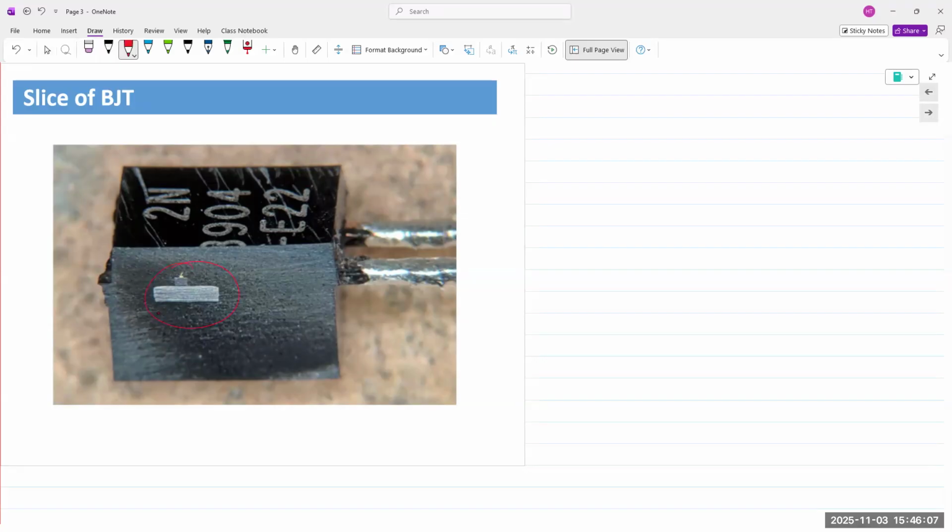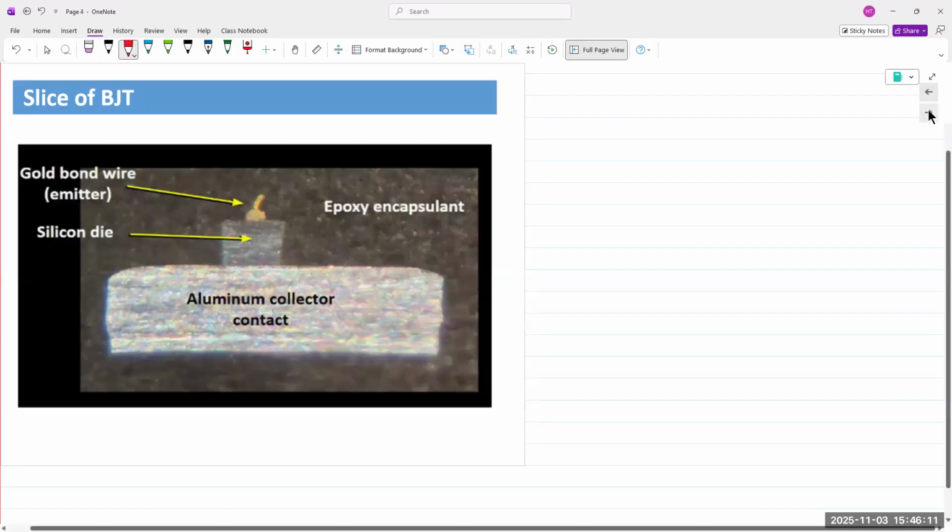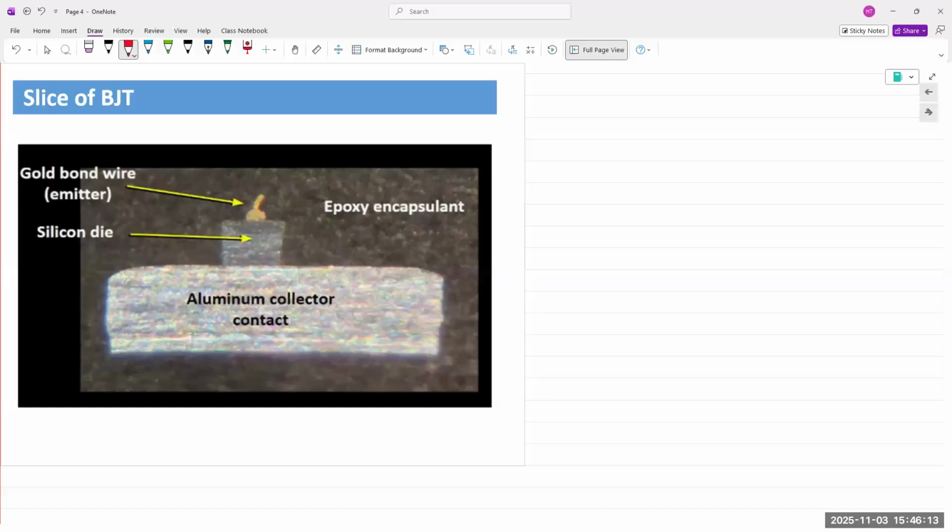And the transistor is not even that. If we zoom in, the transistor is like right on here. Really, really small. What you see on the backside is the contact, an aluminum metal contact, making contact with the collector terminal. Okay, and the rest of it is just epoxy capsule.